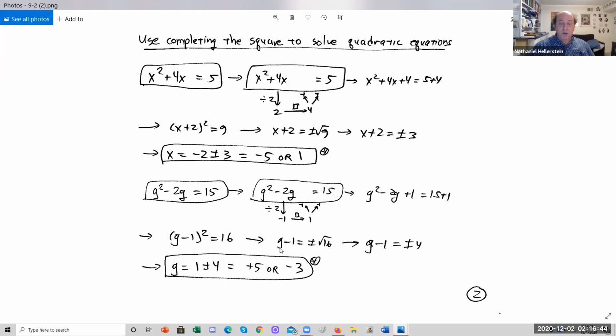Take square roots. G minus 1 is plus or minus root 16. That's g minus 1 equals plus or minus 4. Add 1 to both sides, and g equals 1 plus or minus 4. That's either positive 5 or negative 3.